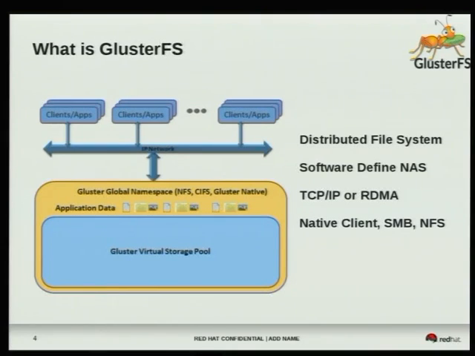So, what is GlusterFS? GlusterFS is a distributed file system. It's a software-based NAS, network attached storage. It has multiple nodes which participate in a cluster to provide one single namespace which can be accessed by multiple Gluster clients or NFS or SMB. It works on TCP/IP and RDMA.